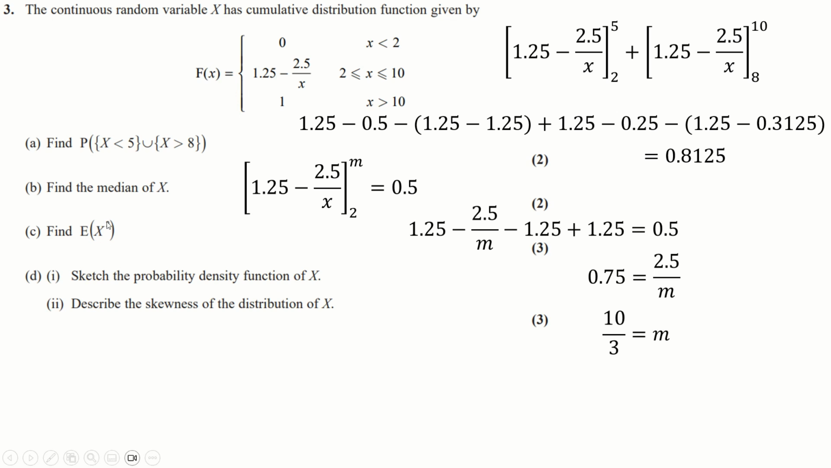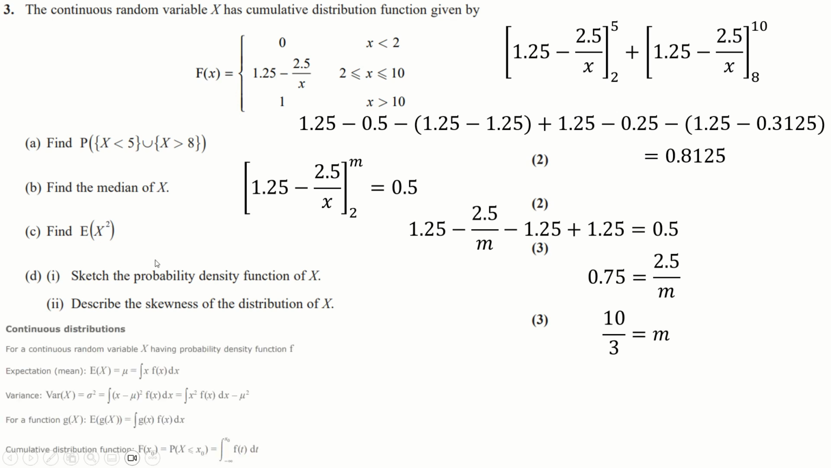Find E of x squared. Now, again, go to the formula book here, because you've got some really useful stuff about continuous distributions. If you're doing E of some function, so the function is x squared, I guess, so g of x is x squared, you need to integrate g of x with f of x. Now, that's little f of x.